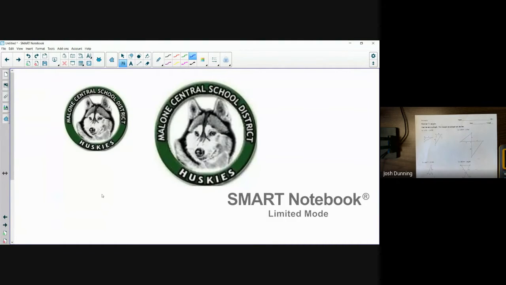Okay, similar triangles. Now, I just said similar triangles, and if you can see the sheet of paper, the worksheet, it's triangles on it. But I'm showing you a picture of the Husky logo here. Now, there's a point to this. Similar triangles or other similar figures are like an enlarged photograph, like I have here with the Husky logo.